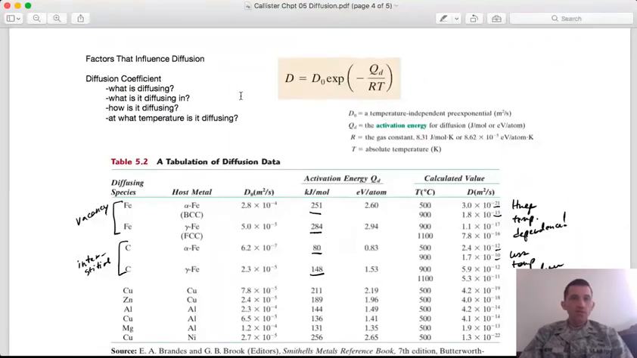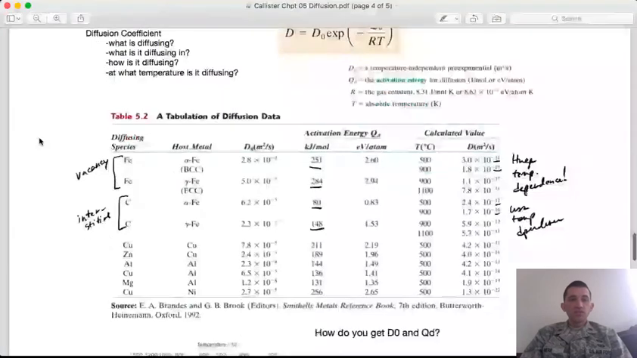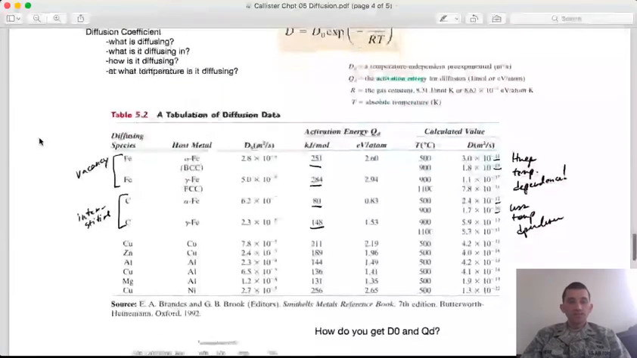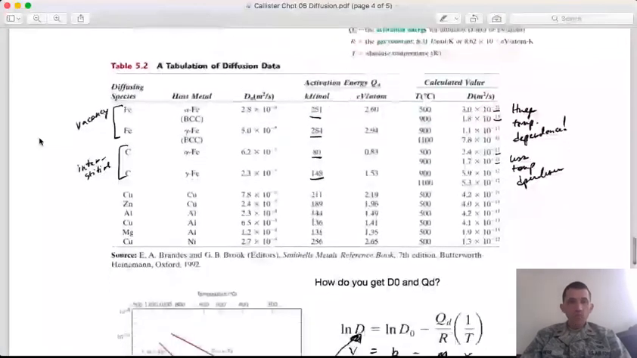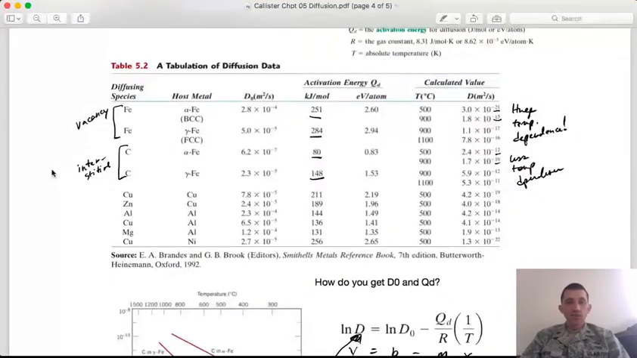And this diffusion coefficient here, the D naught and the D, will differ depending upon what our diffusion scenario is. What element is diffusing, what the substrate is that it's diffusing in, how is it diffusing, and what's the temperature. To illustrate some of these differences in diffusion coefficient, I pulled this table from Callister, and it highlights a couple of these differences that I want to point out.